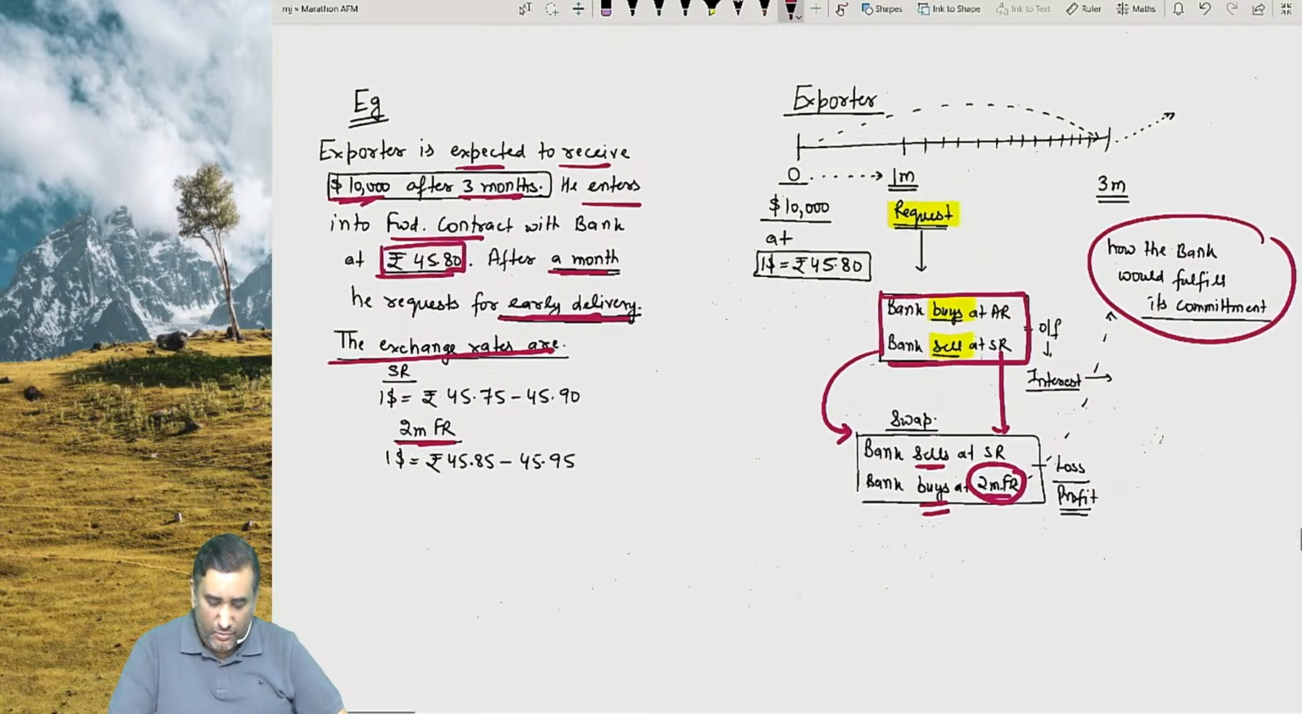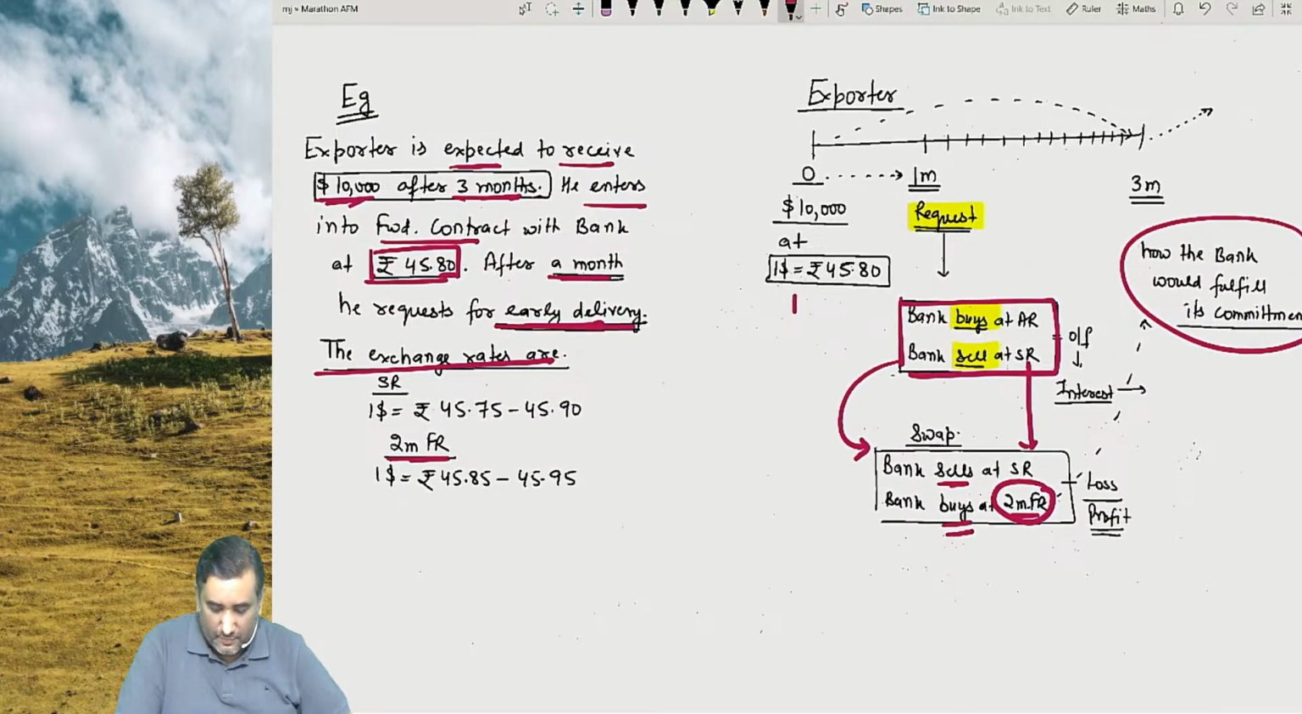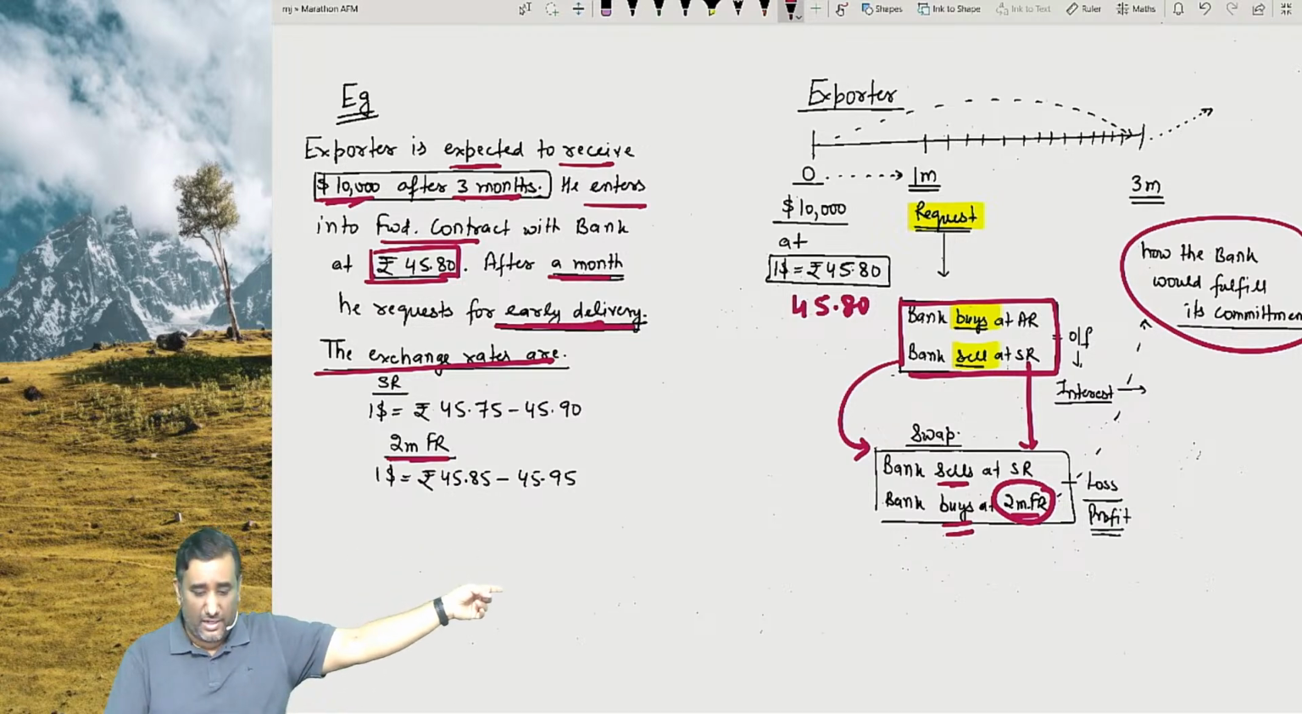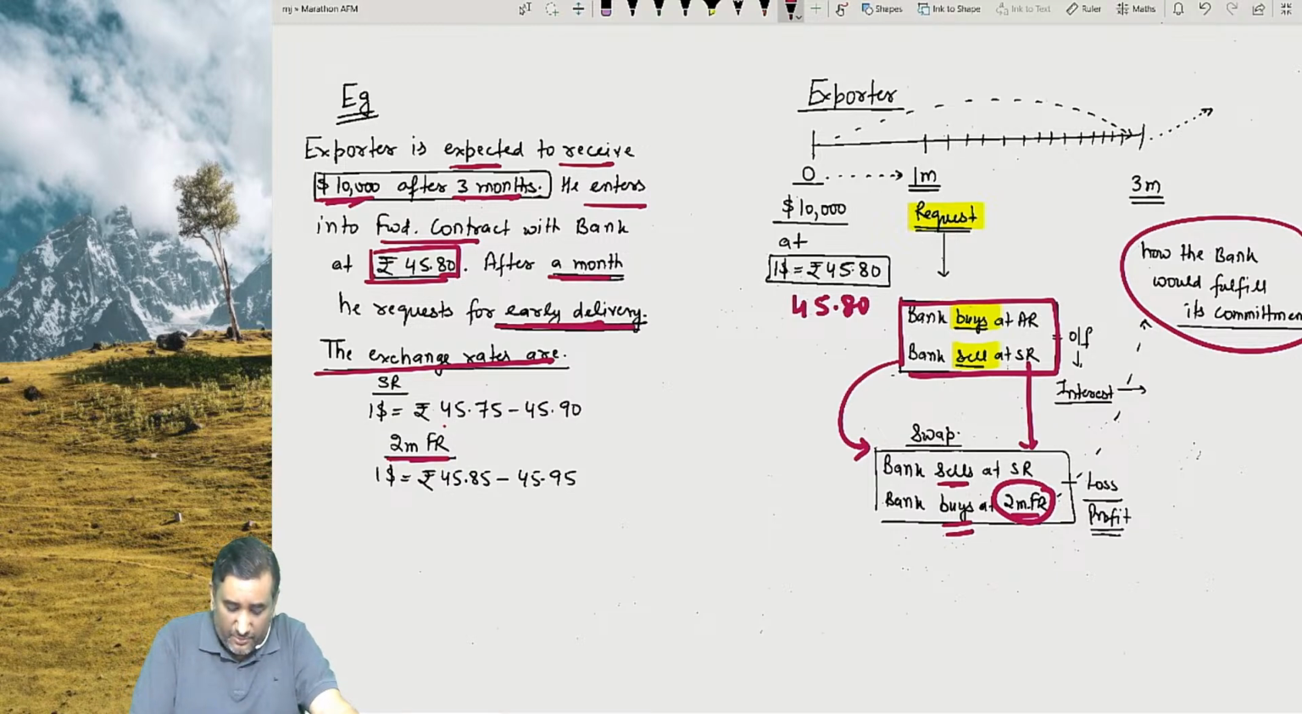First rate should be very clear to you. 45.80. Bank is buying. And then the bank would do what? Selling. Now please do not get confused. Bank is not selling to the customer. Bank is selling in the interbank. You sell, I buy, bid rate. I sell, some other bank would be buying. Again which rate? Bid rate. And which one? 45.75.